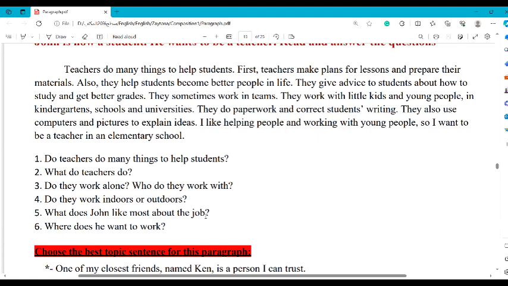Can I answer? Okay. Yes, go ahead, please. What do teachers do? They give advice to students about how to study and get better grades. Thank you. Do they work alone? Or who, sorry, who do they work with? Yes, who can answer? No, they don't work alone. They sometimes work in teams, and they work with little kids and young people.